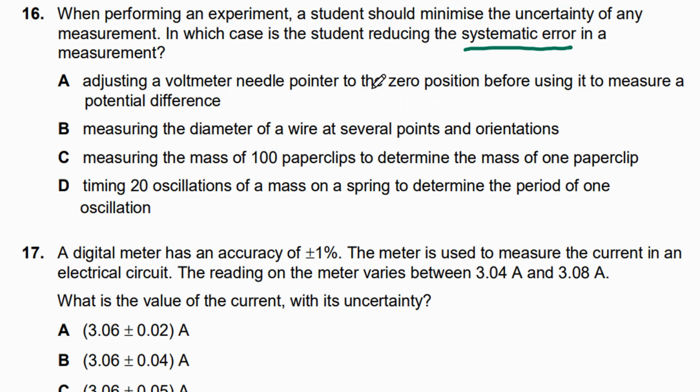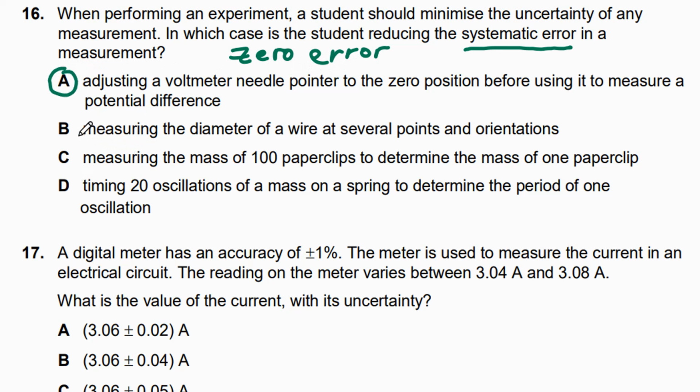This is referring to the 0 error. Recall that a 0 error is an error when an instrument gives a reading when the reading should be 0. In other words, when it gives a reading when it's not being used. And we know that the 0 error is a systematic error because it will occur every time the instrument is being used. So the answer here will be A.